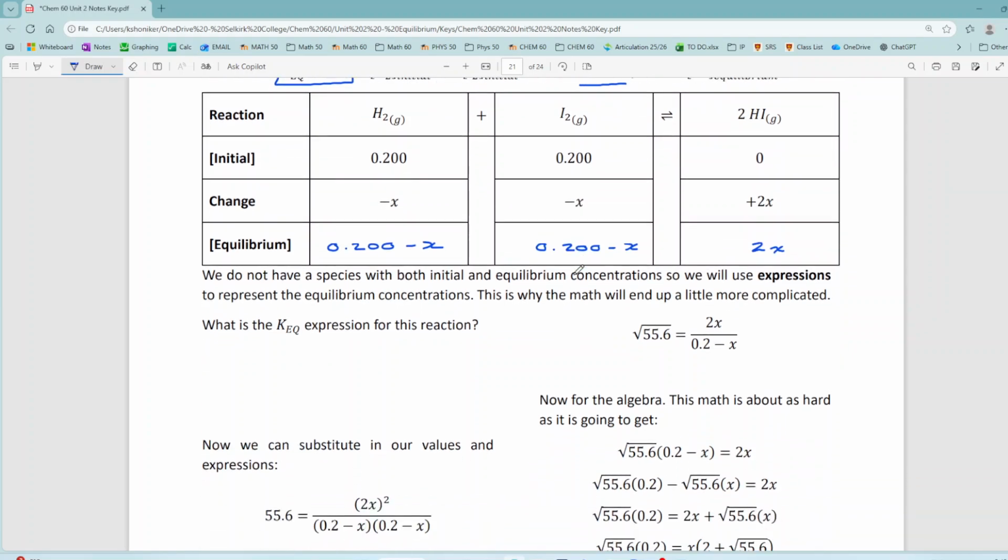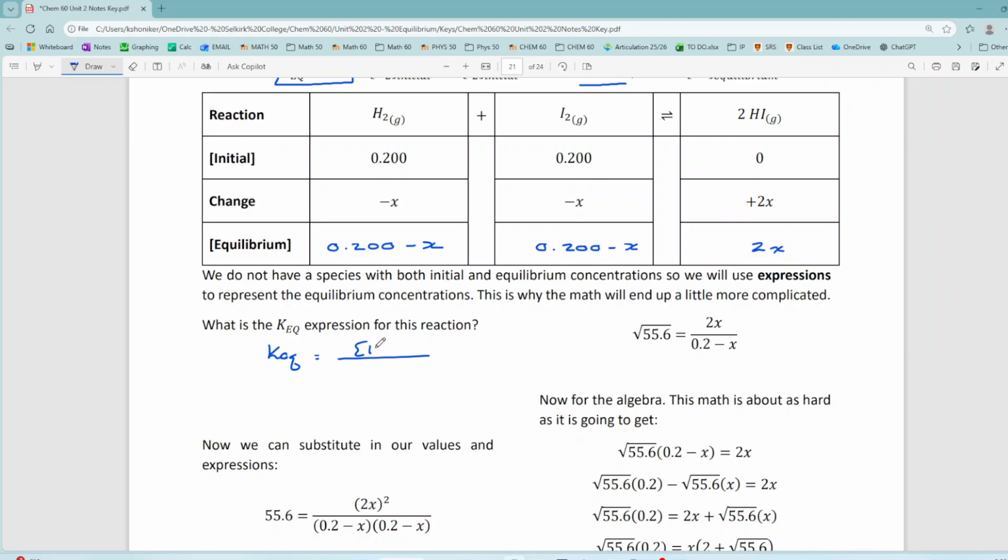So again, we do not have species with both initial and equilibrium concentrations, so we're using expressions to represent the equilibrium concentrations, which is why the math ends up more complicated. But it's the same as part A, right? Now what I want you to do is write the KEQ. So for this one, KEQ is equal to products over reactants.